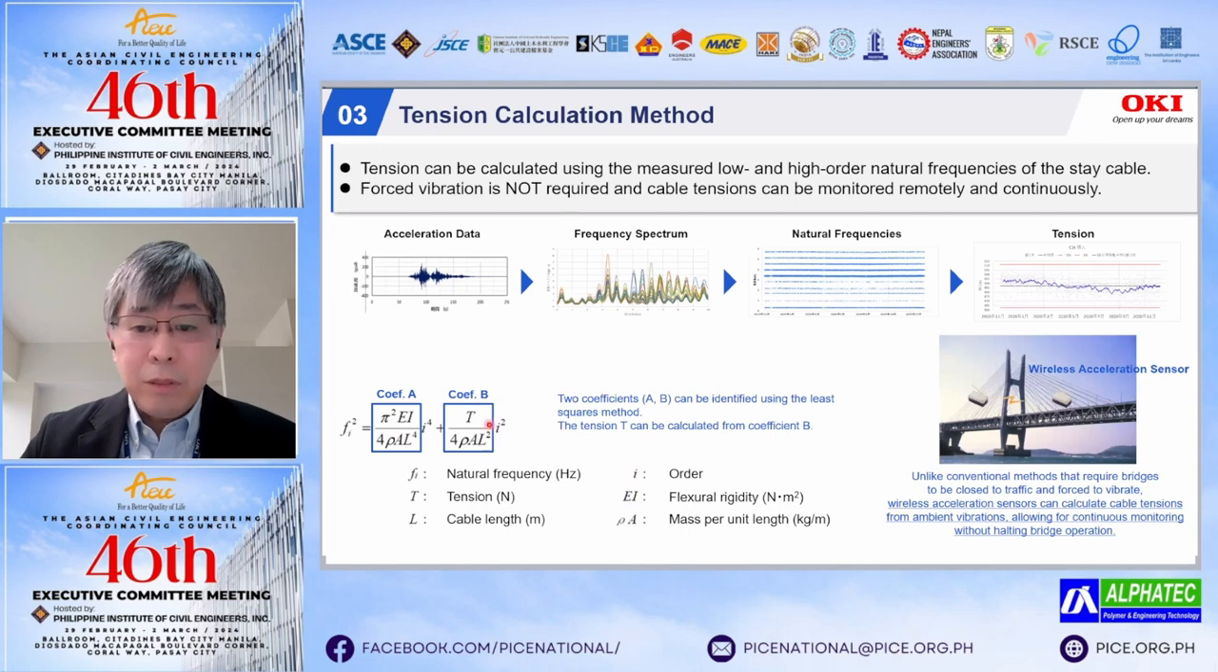This method itself is not new. Previously, natural frequencies were measured by blocking bridge traffic and forcing the bridge to vibrate using some special instrument. However, in our monitoring system, acceleration sensors are utilized to calculate natural frequencies from ambient vibration and transmit the measured data wirelessly. So we don't need traffic disruption or forced vibration.